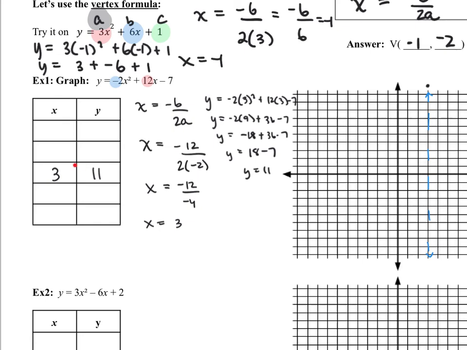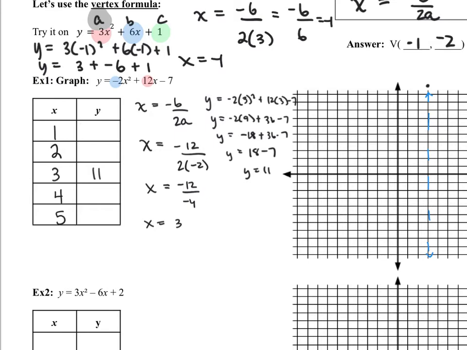So again, the only real difference right now is that I couldn't identify my vertex from this equation the way I could in vertex form. I had to go through this process first to find it. But everything from here is going to be symmetrical. So that means that an x value of 2 would be a symmetry point with an x value of 4, and then an x value of 1 would be a symmetry point with an x value of 5.